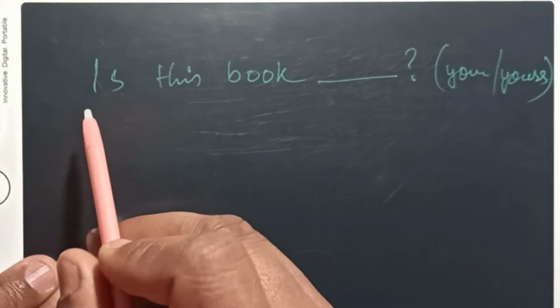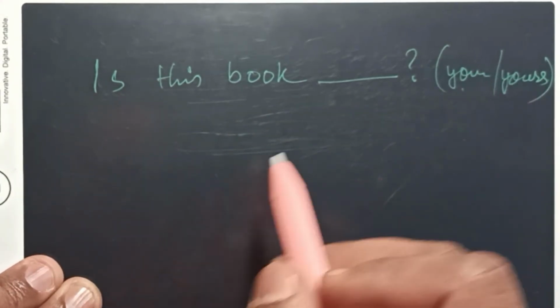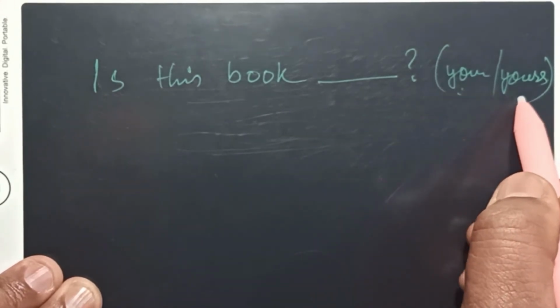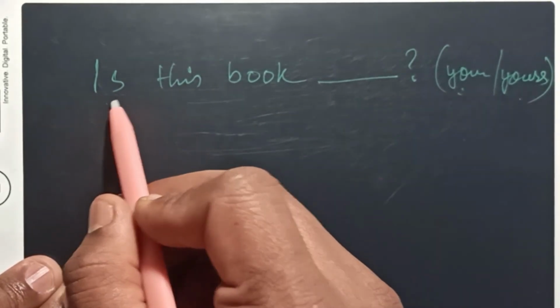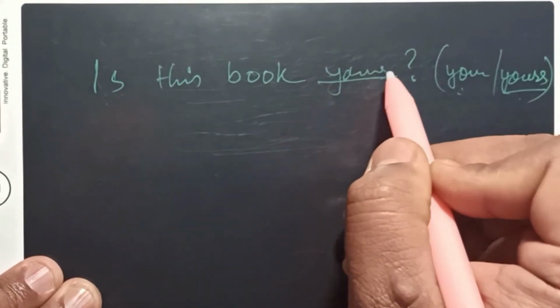Let's talk about this sentence. Is this book dash your or yours? Now let us see. Is this book? The correct option is yours here.